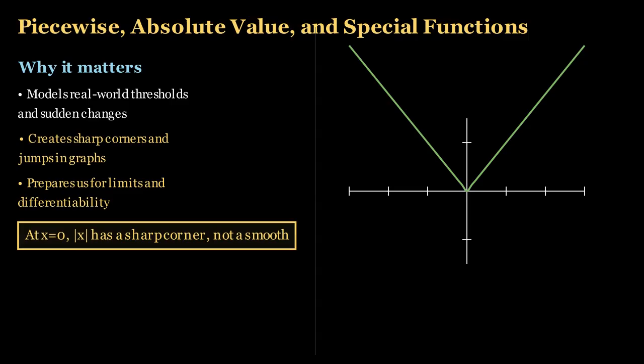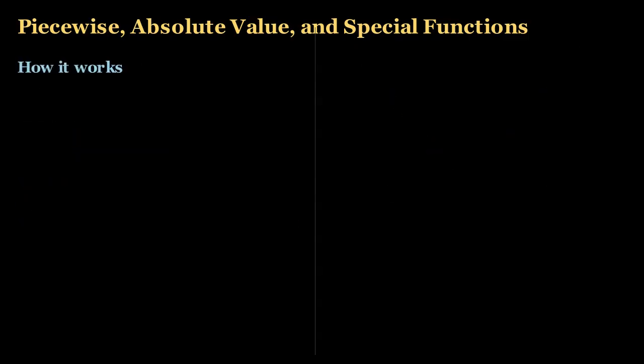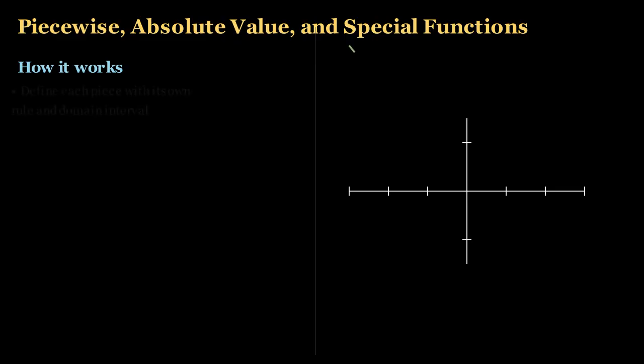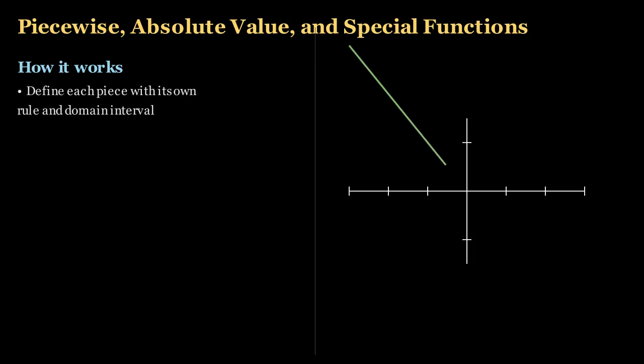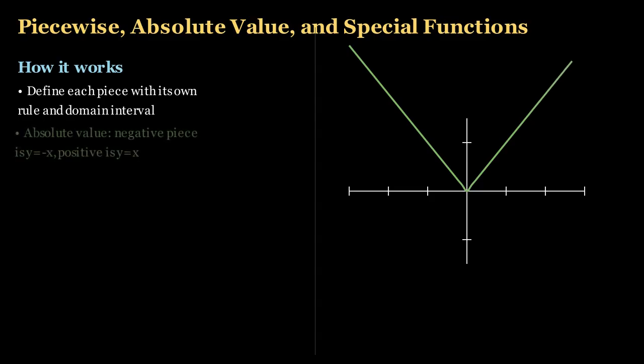We simply write the function as a list of cases. For the absolute value, we say, if the input x is greater than or equal to 0, use the rule f of x equals x. That is the green right-hand piece of the V. If x is less than 0, use the rule f of x equals negative x. That is the orange left-hand piece, which flips the negative sign to make it positive. Notice how the two pieces meet at the origin, creating that sharp corner.